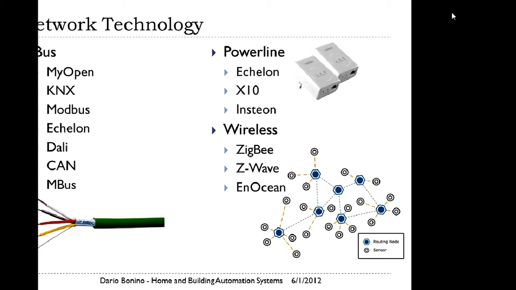On the other side, power line solutions exploit the already existing power line connection inside the building, and they basically encode information by transmitting high frequency signals on the main power signal flowing on the connectors. And the wireless systems are using wireless transmission.